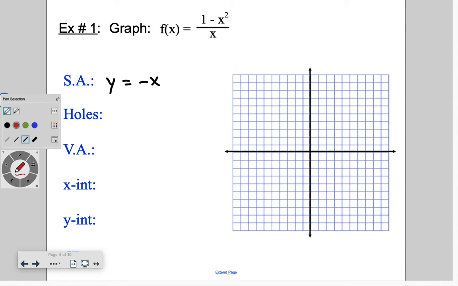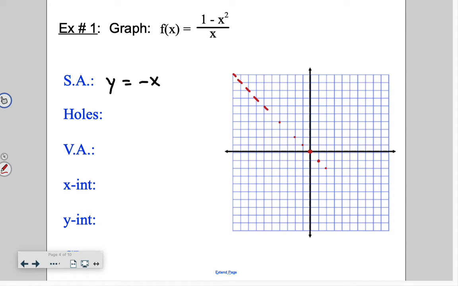So if we add that to our graph then, we know at the origin, I have a point there, and then a slope of negative 1. Okay, just add some extra points to it. And there's your slant asymptote right there. Okay, y equals negative x. So we'll see how that affects the graph when we get into it a little bit more. But instead of having a horizontal one, we've actually got a slanted asymptote in this case.